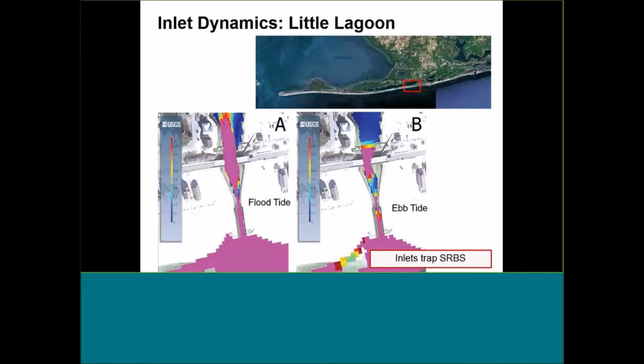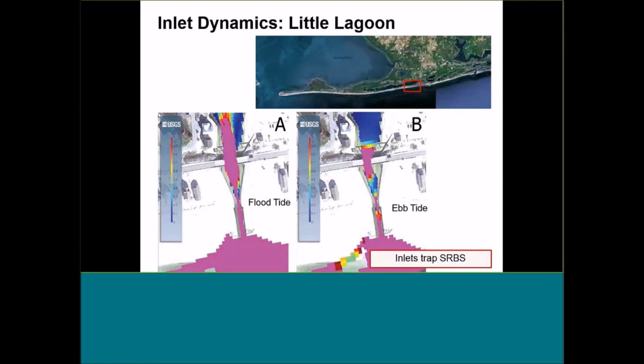We looked at inlets. So this is Little Lagoon Inlet. So this is Mobile Bay, it's on the coast of Alabama. It's a small inlet. And again, this is one of these plots where it's pink, it means stuff is moving, and when it's not pink, it means stuff is not moving. And this is for a 2.5 centimeter SRB. And so what you can see on flood tide is you have a pathway all the way through the channel where these things are mobilized. So as they're moving along, they can get into the inlets.